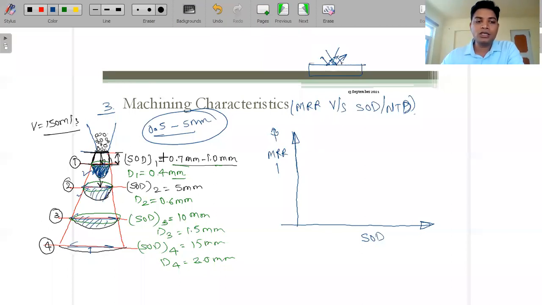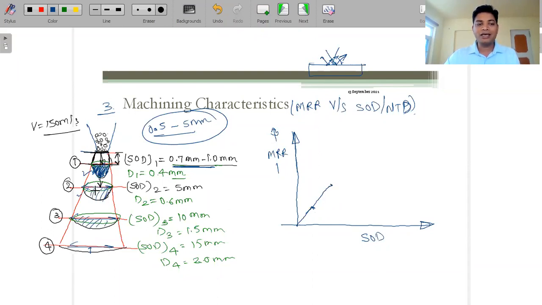So for that reason we do not maintain this very minimum gap. If it is around 0.7 to 1 mm, then the material removal rate obviously increases. As you increase the distance, the impingement will start, and only if impingement starts does the material removal rate start increasing. This is the first standoff distance, this is the second.